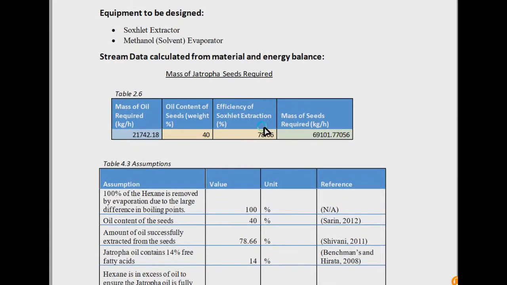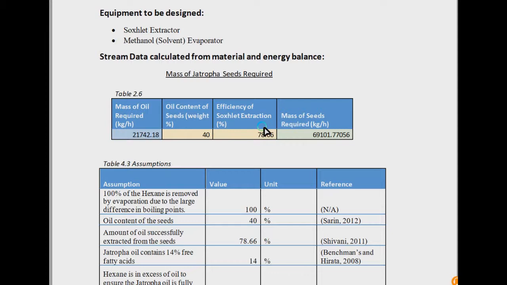So here the 40% oil content of the seed, by weight percent, is considered, and we always have a certain efficiency of the equipment. For the efficiency of separation, here we consider it to be 78.66%. The mass of seeds entering the equipment for the extraction is 69,101.77 kilogram per hour.